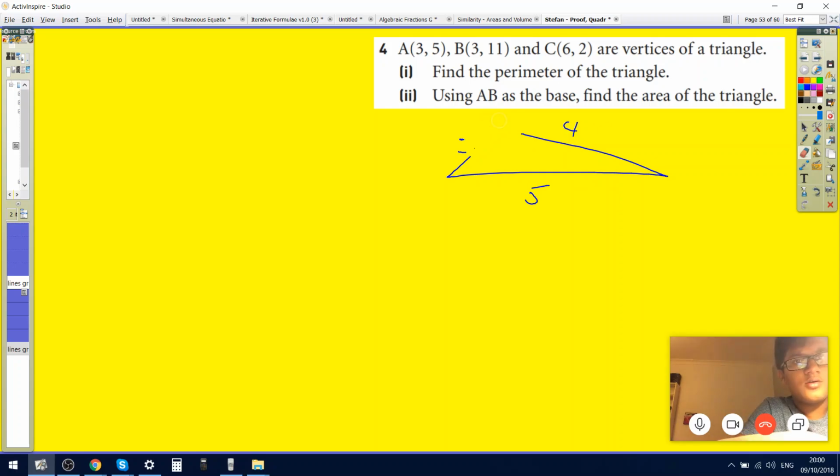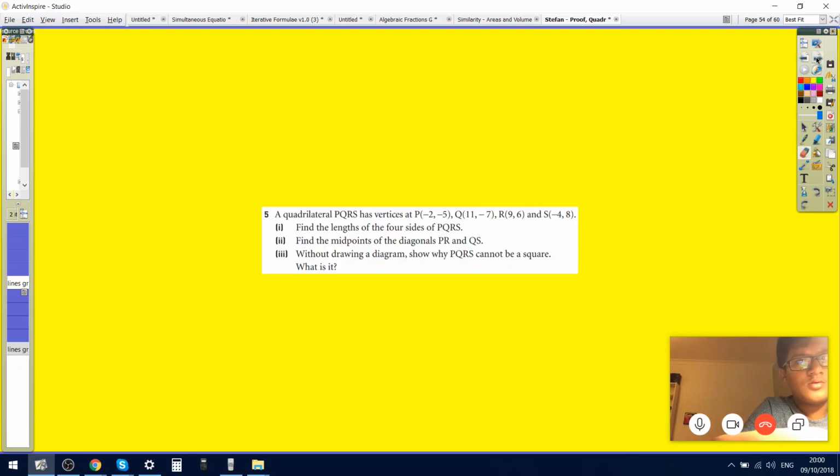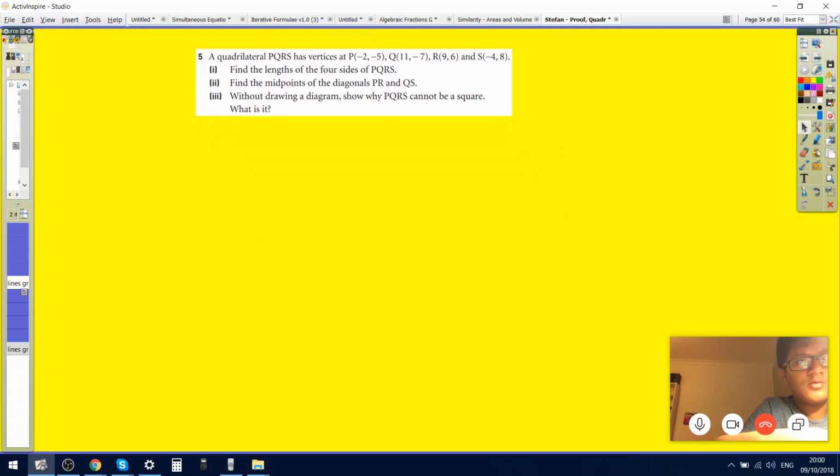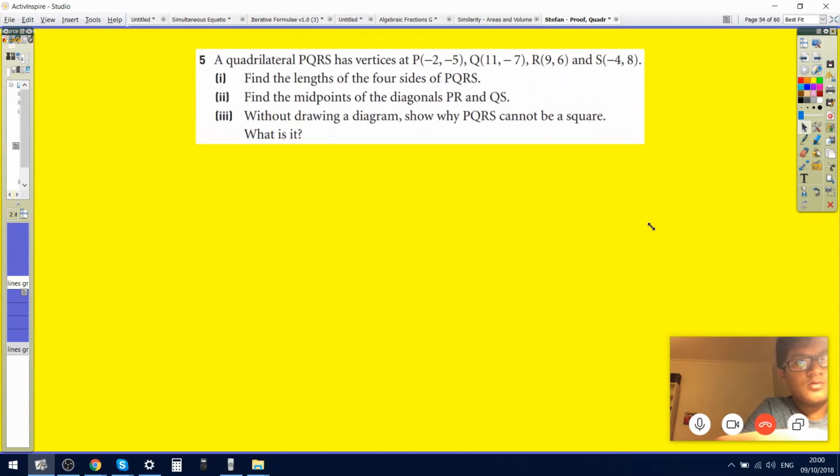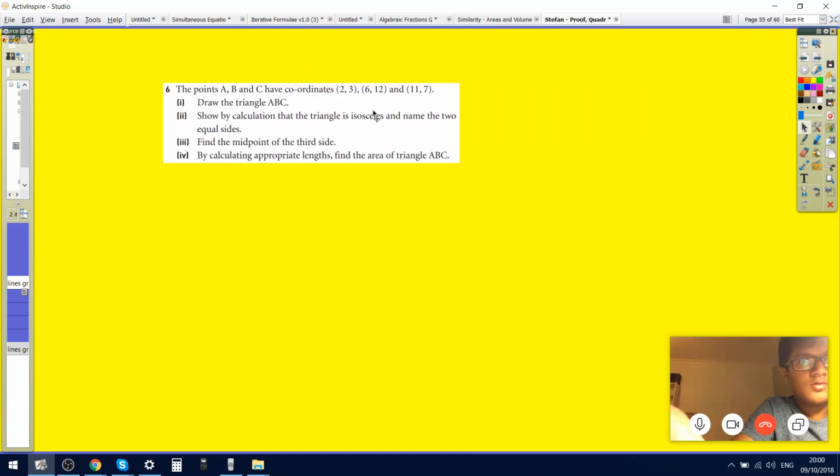Using AB as the base, find the area. Okay, and then you'd have to do some stuff. I just want to see what these look like. Find the lengths of four sides. Midpoints. Yeah. Lots of stuff.